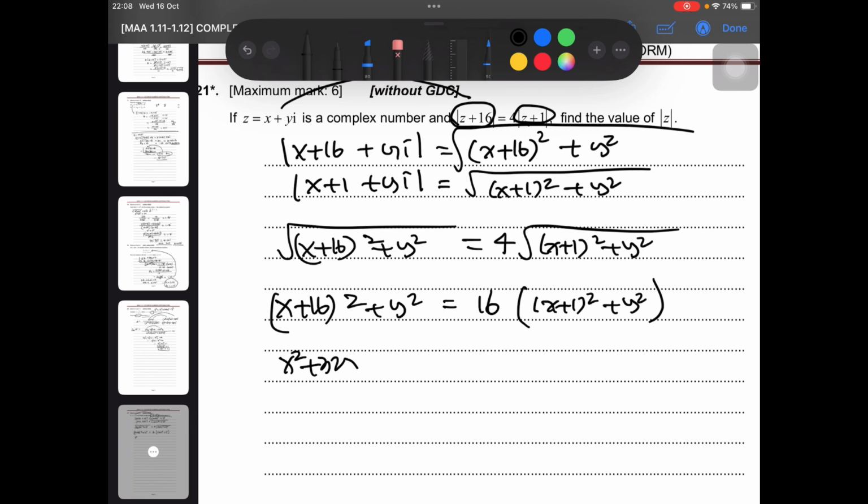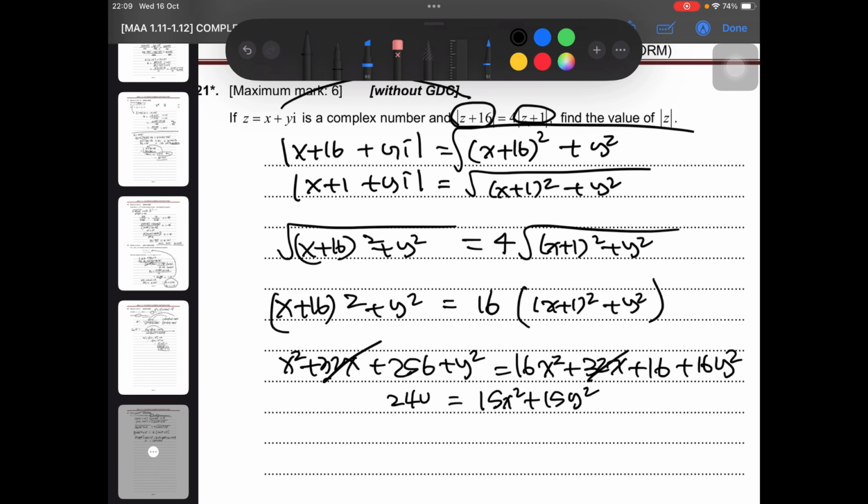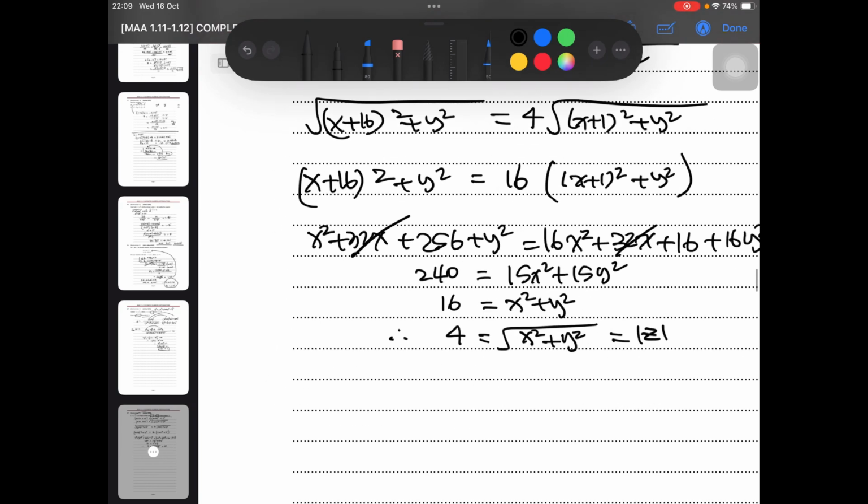x squared plus 32x plus 256 plus y squared equals 16 times (x squared plus 2x plus 1 plus y squared). So when I move them over, 15x squared plus 15y squared equals 240. So this is 16, x squared plus y squared equals 16. Therefore, the square root of x squared plus y squared, which is the magnitude of z, is 4. So the answer is 4.